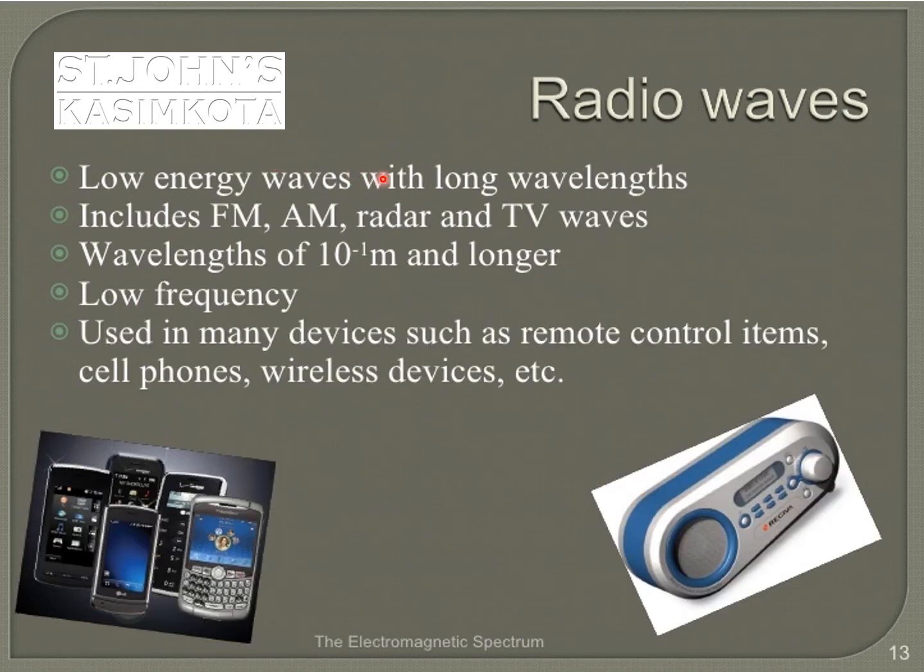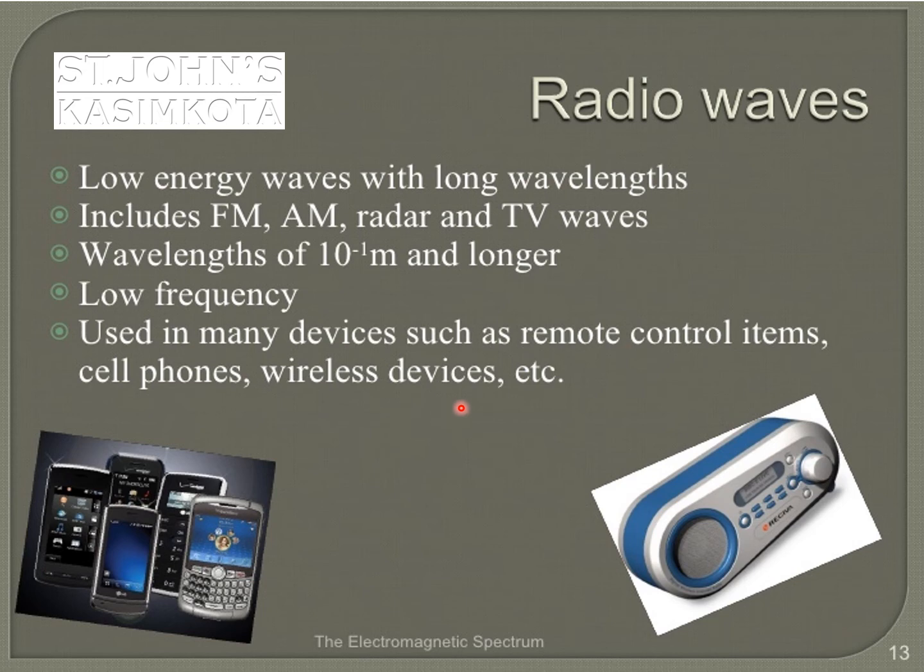Next is radio waves. These radio waves are low energy waves with long wavelengths. They include FM, AM, radar and TV waves. That is frequency modulation, amplitude modulation, radar, radio detection and ranging, and TV waves also. The wavelength of them is 10 to the power of minus 1 meter and longer. So they have low frequency. And radio waves are used in many devices such as remote control items, cell phones, wireless devices, etc.